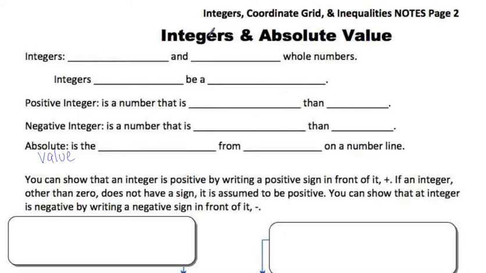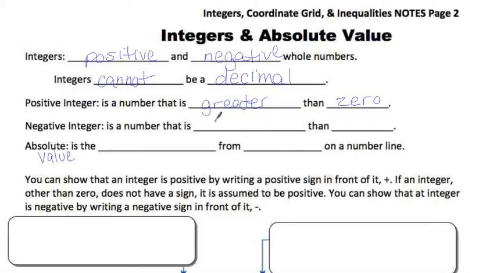In this video, we'll be discussing integers and absolute value. An integer is a positive or negative whole number. An integer cannot be a decimal, so it has to be a whole number. A positive integer is a number that is greater than 0, and a negative integer is a number that is less than 0.